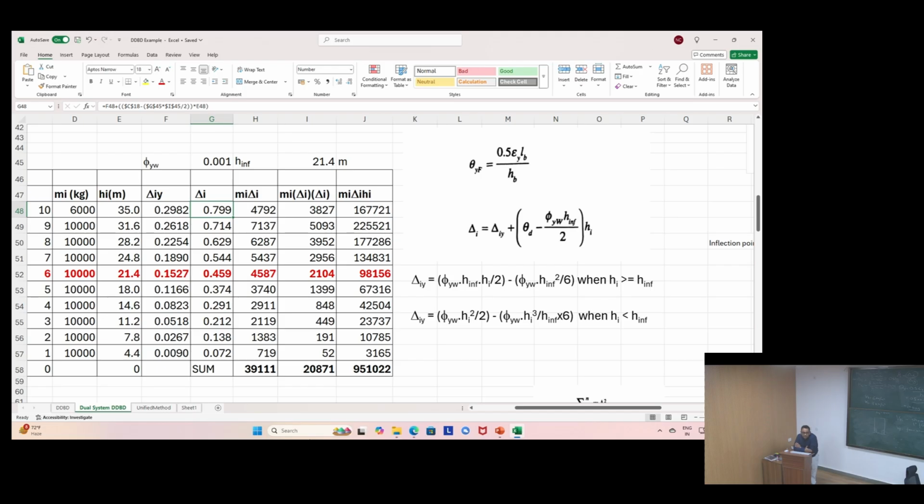If you've already found out delta I, then you can move on to the next step, which is the product of mi delta I square, and mi delta I hi.